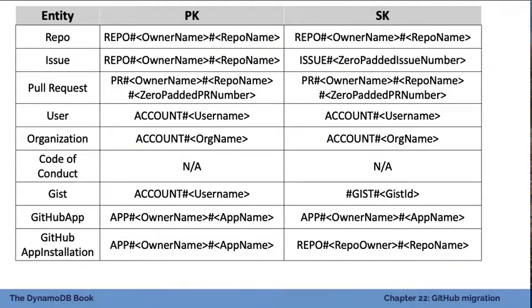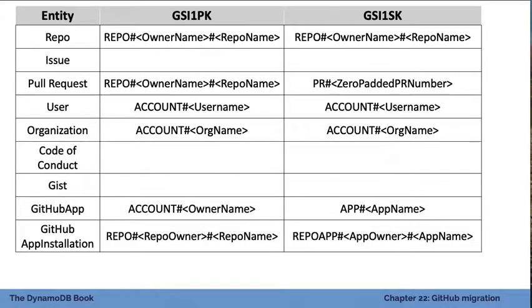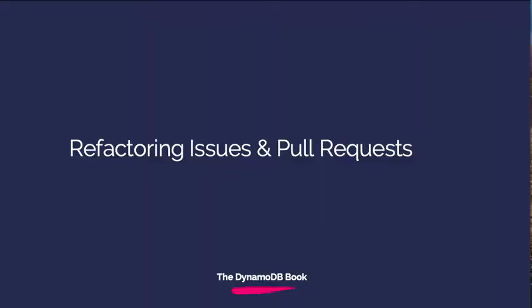So if we go look at our entity chart, we've added this GitHub app installation at the bottom where the PK is app hash owner name hash app name, and the sort key is repo hash owner name hash repo name. And again, that's going to group it with the GitHub app itself, so you can see all the installations for an app. Then if we look at GSI1 PK, we can see there's this GitHub app installation item that has repo hash repo owner hash repo name, which puts it in the existing item collection for that repo in that GSI. The GSI1 SK for that app installation item is going to be repo app hash app owner hash app name.